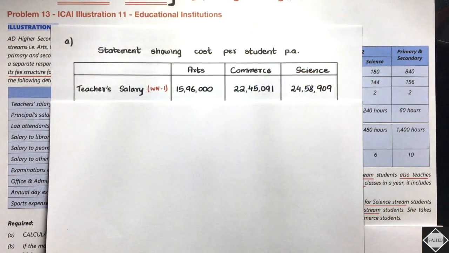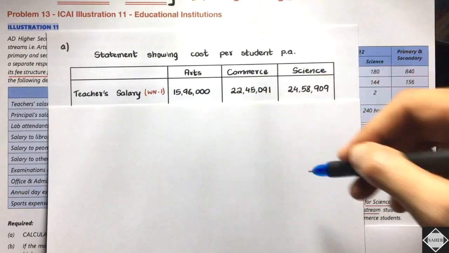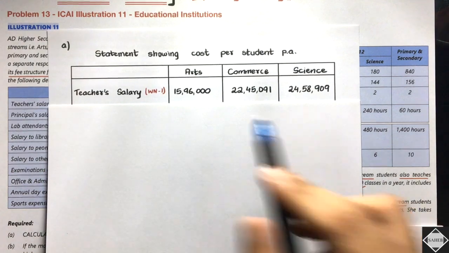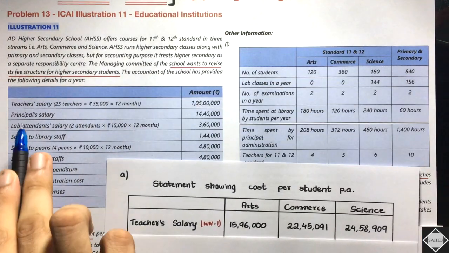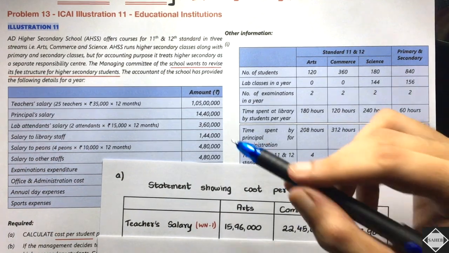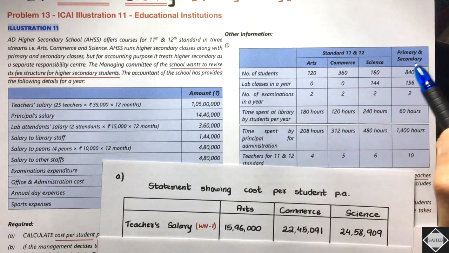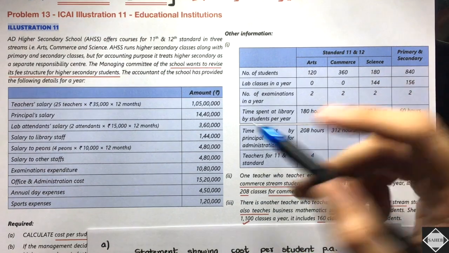Statement showing cost per student per annum: arts, commerce, science. Teacher salary, from there we take it, copy paste. Is that clear? The second is what? Principal salary. Principal salary is how much? 14 lakh 40 they are saying. So which ratio are you going to use for principal salary?